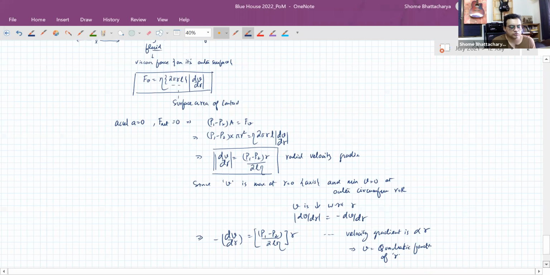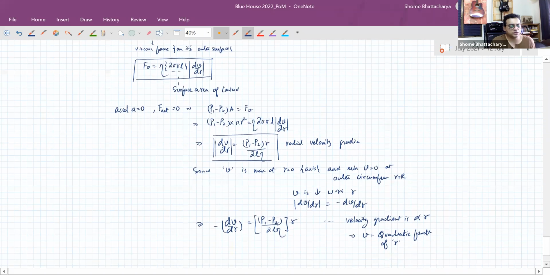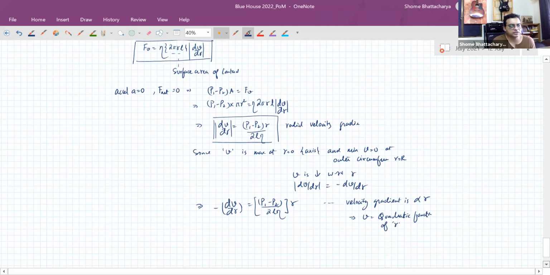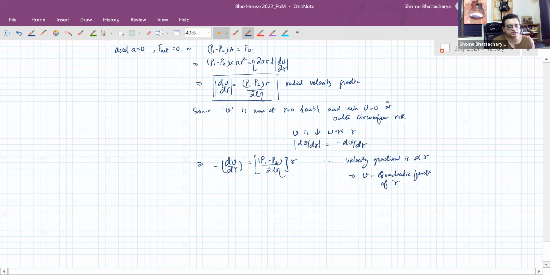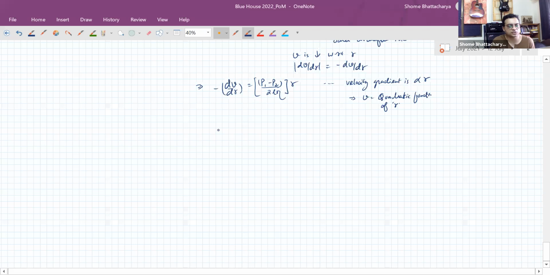Now the next thing, once we got the velocity gradient, you can see that this factor that I've written in the bracket before r is a constant. So that's why we'll understand that v will come out to be an r square kind of term, but with a minus r square kind of term. So when we integrate this, next we'll see that this factor is just a constant, so it can come outside the integration.